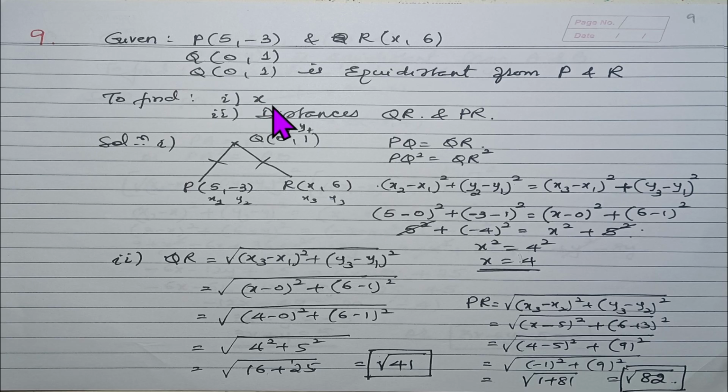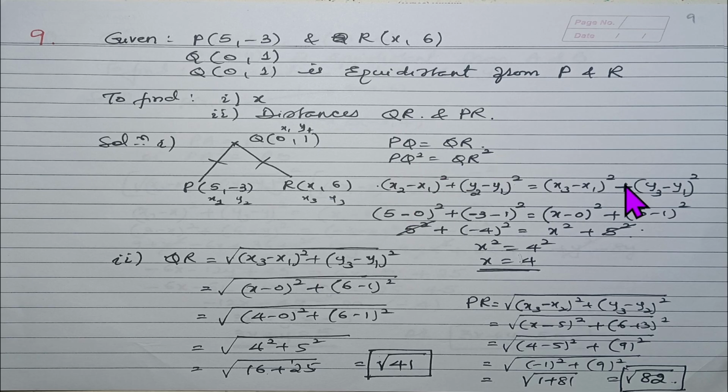So the first thing is we have to find the value of x, and also we have to find the distance PR and also QR. Now let us draw a simple diagram here. If Q(0,1) is a point, then P is (5, -3), R is (x, 6), and Q is equidistant from P and R, that means QP and QR are equal. So PQ is equal to QR, rather PQ square is equal to QR square.